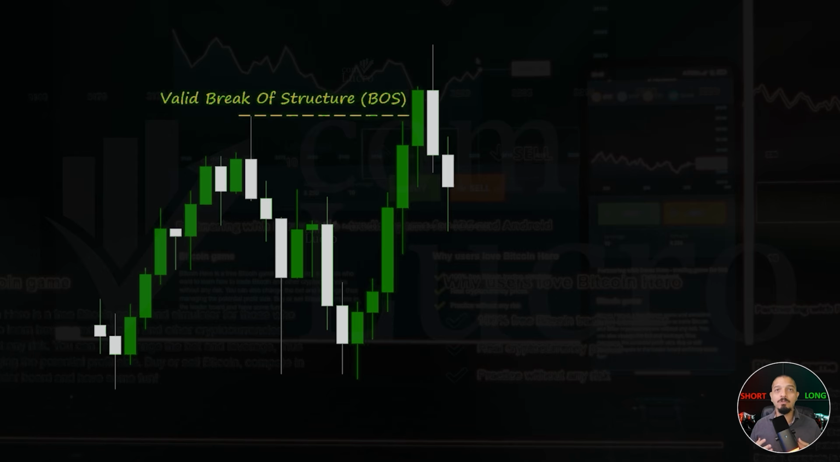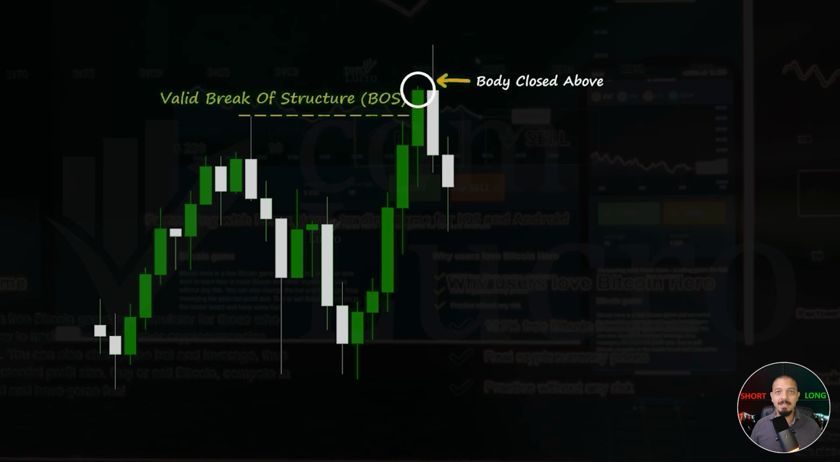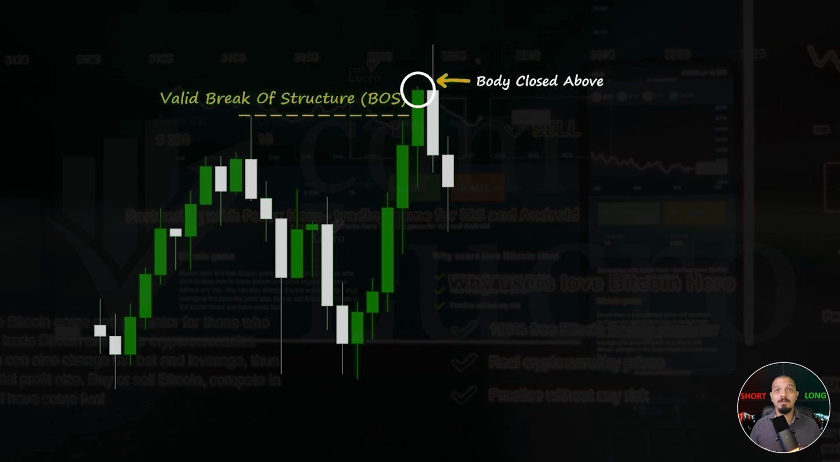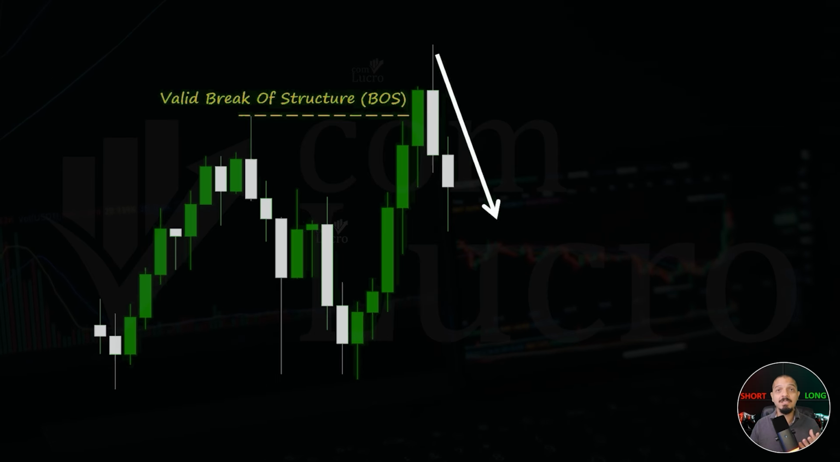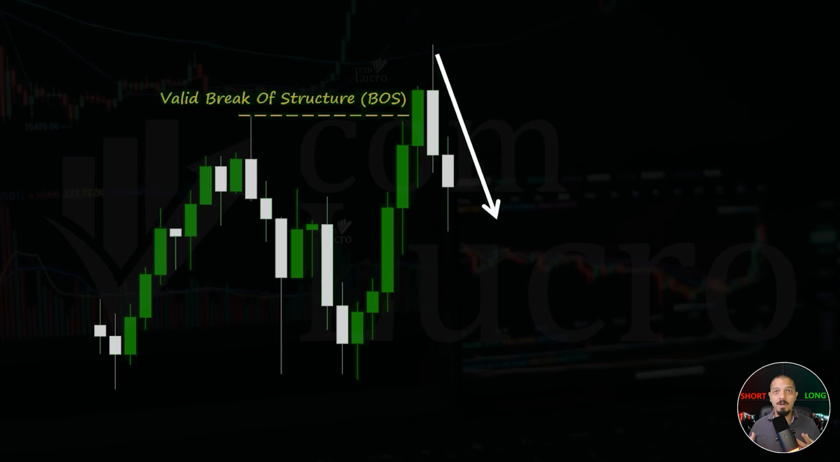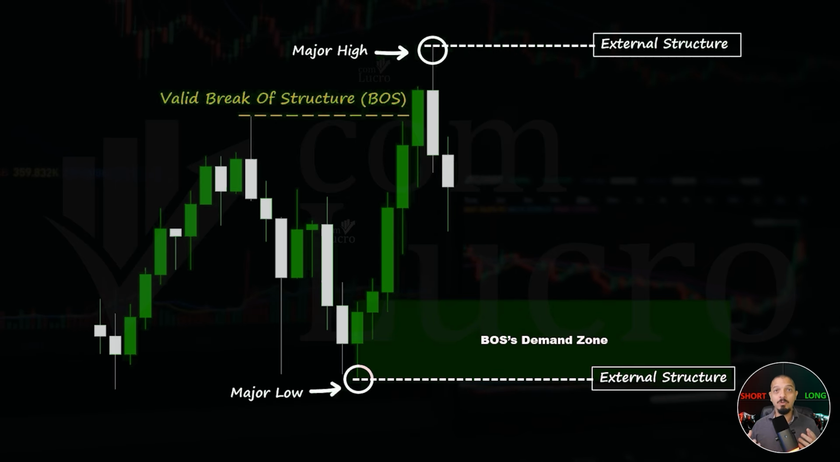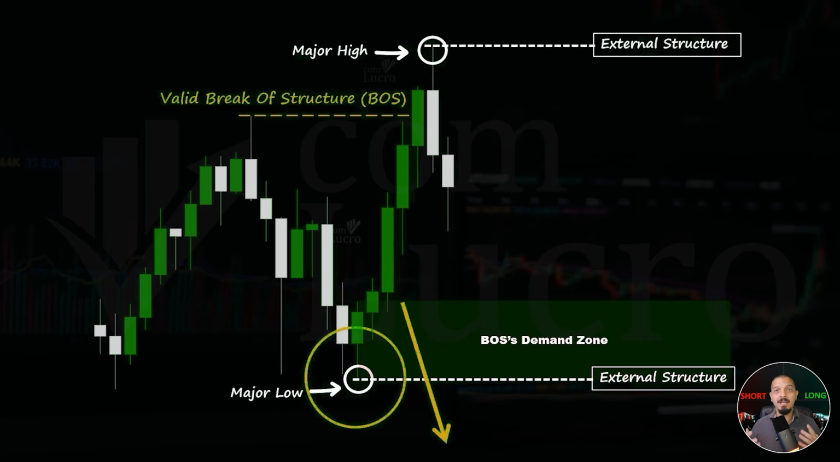A valid break of structure occurs when price breaks and closes above the most recent higher high, and, importantly, this break must be confirmed by the body of a candle, not just a wick. This rule applies even if price immediately retraces downward after the breakout. When such a valid BOS happens, the market creates a new major high and major low, effectively establishing a new trading range. If after this new range is established, price then breaks the newly formed major low to the downside, it suggests a potential trend reversal.